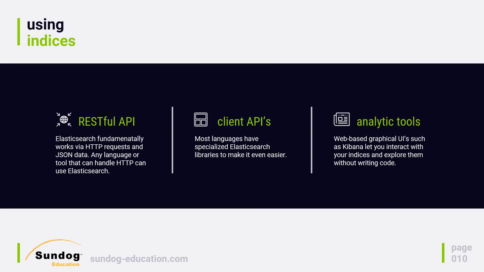So in order of low-level to higher-level APIs, there are RESTful queries that you can issue from whatever language you want. You can use client APIs that make things a little bit easier, or you can just use web-based UIs to get the information you need as well. So those are the basic concepts of how Elasticsearch is structured and how you interface with it. With that under our belt, we can talk more about how it works under the hood and how its architecture works.